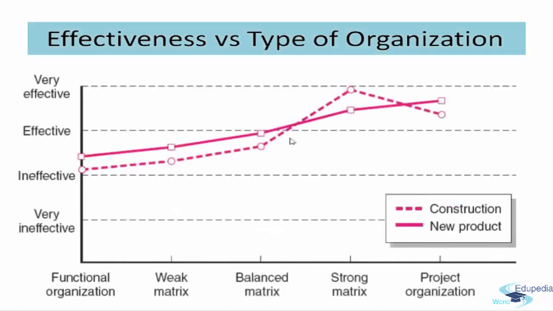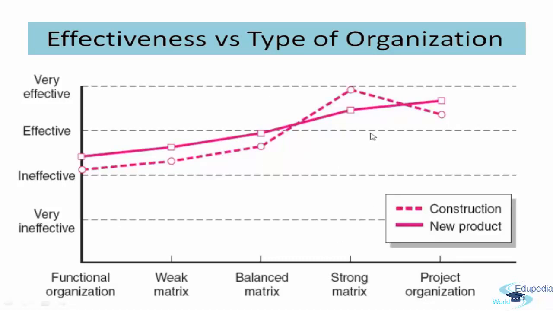So this gives you a rough effectiveness versus the type of organization, where you have the functional organization, weak matrix, balanced matrix, strong matrix, and project organization. As you can see, there are two types of project, construction and new product development. Functional organizations are mostly ineffective for both construction and new product. And for the project organization, it is at its peak for the new product; it performs pretty well.